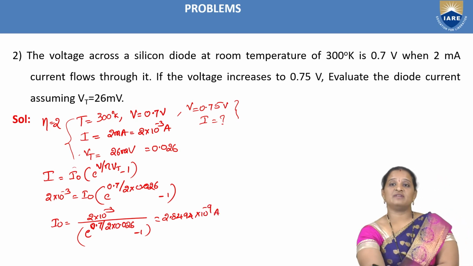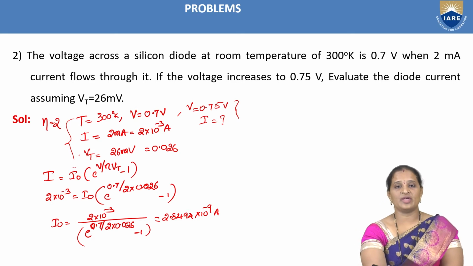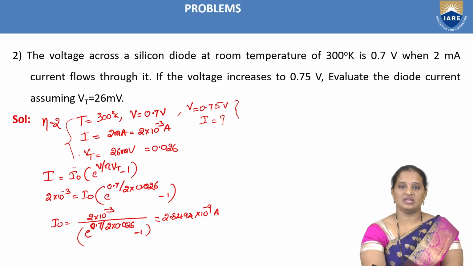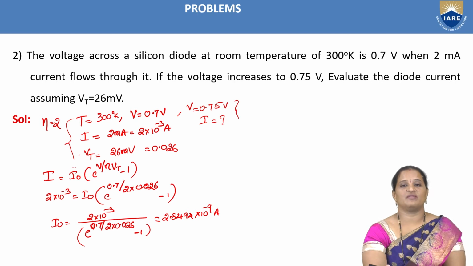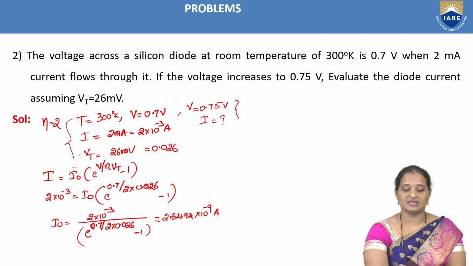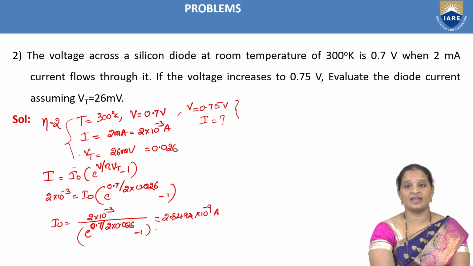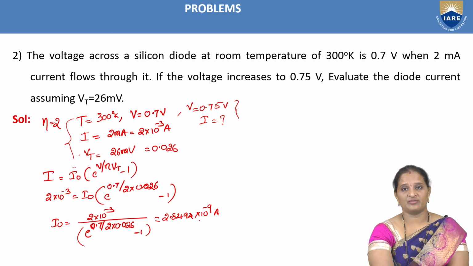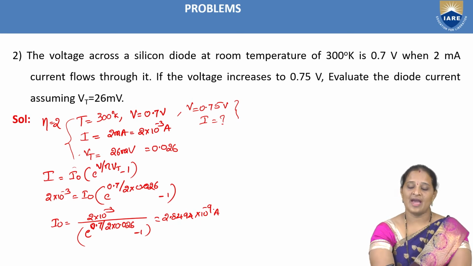This is the reverse saturation current. As I told you that the reverse saturation current is very less. It is of the order of microamperes for germanium, and it is of the order of nanoamperes for silicon. As it is a silicon diode, the reverse saturation current we have got is 2.8494 into 10 to the power of minus 9 amperes.